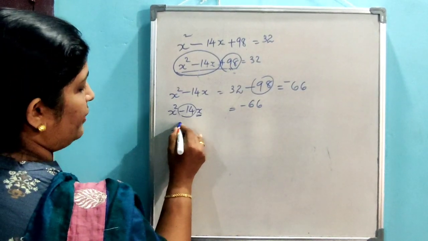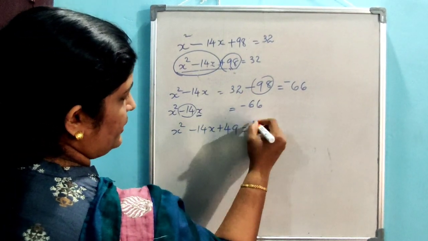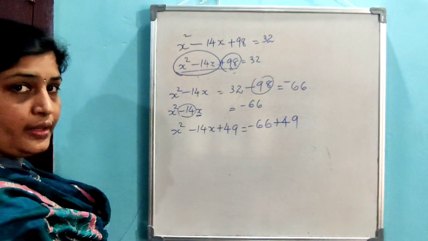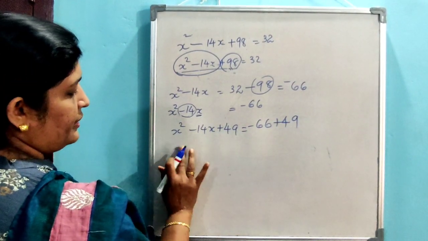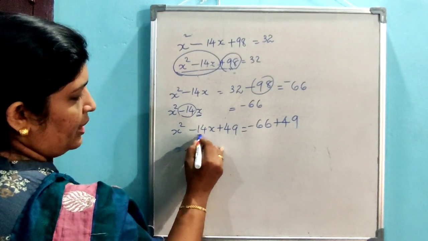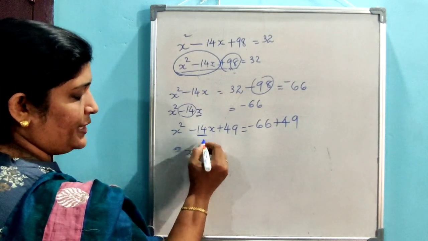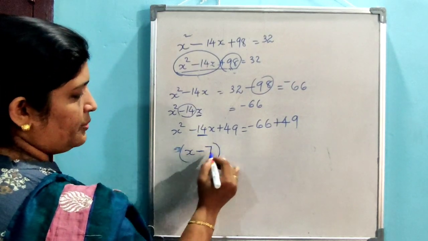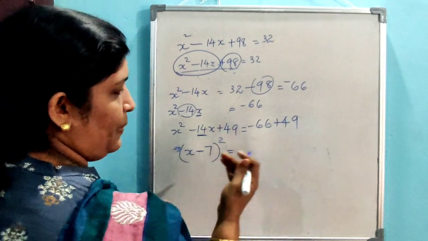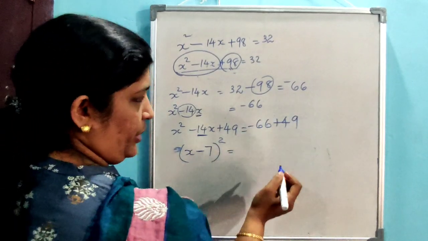So x square minus 14x plus 49, and this side also minus 66 plus 49. So what is this? This is equal to x minus half of the coefficient of x, the whole square. What is half of the coefficient of x? That is 7. So x minus 7 the whole square is equal to minus 66 plus 49.